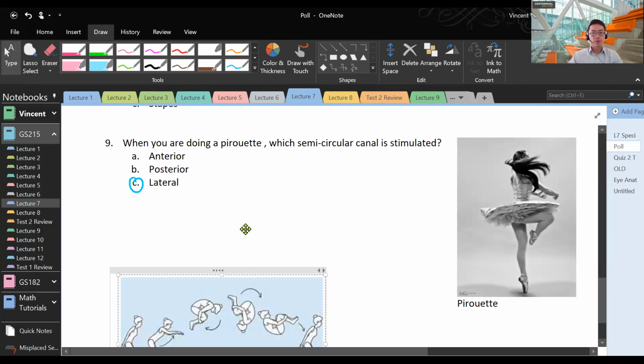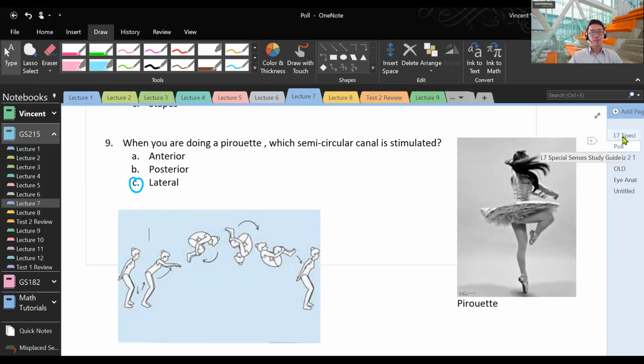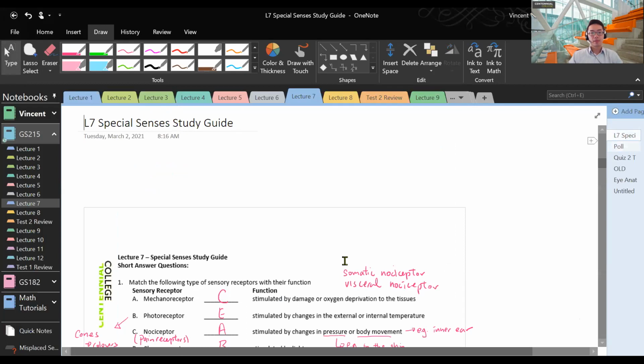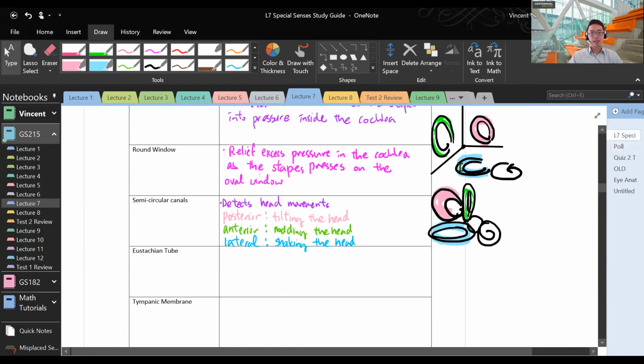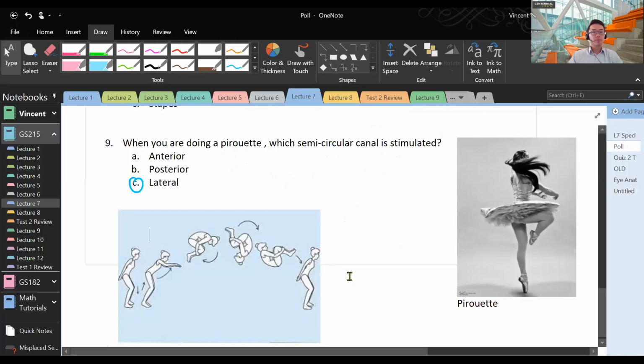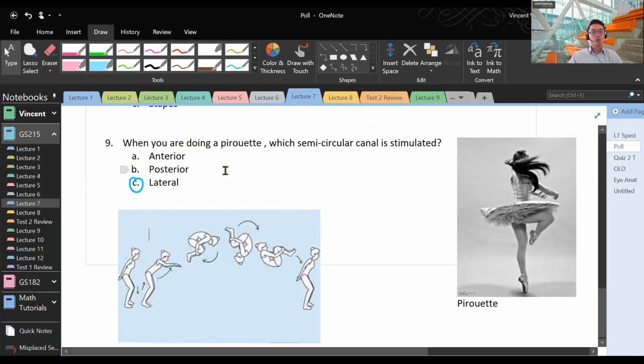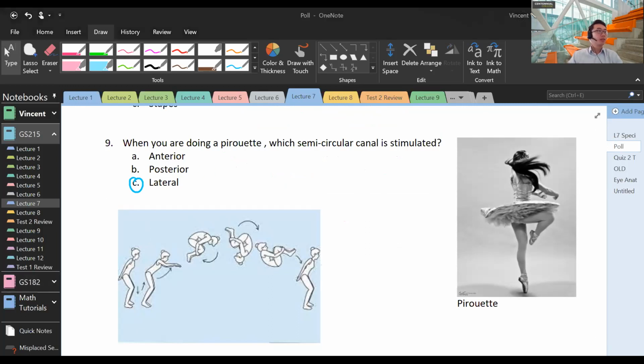Okay, we can be doing this, right? A somersault. Okay, somersault. That would stimulate the anterior one. Does that make sense? Yeah, the anterior one, you will have to do a somersault. Okay. What about the posterior one? What motion do we have to do?